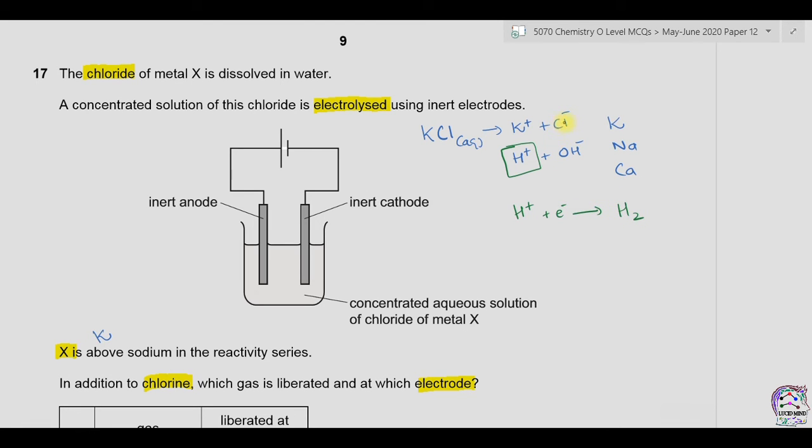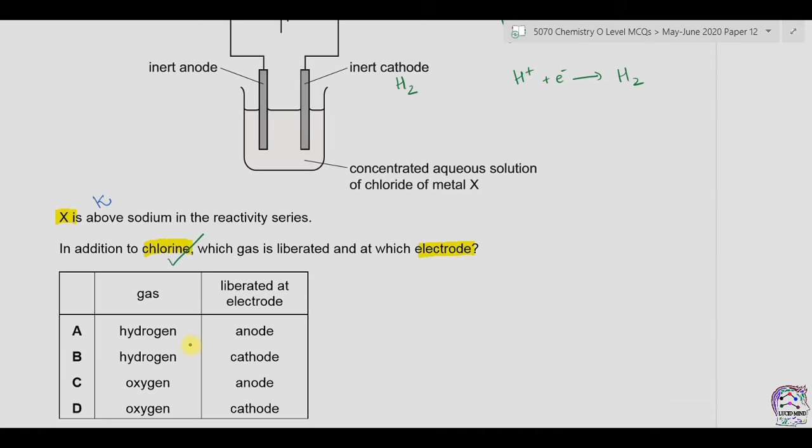On the negative side we have chloride ions and hydroxide ions. As this is a concentrated solution, we have a very high amount of chloride ions, so chlorine gas is formed instead of oxygen. As chlorine is already mentioned in the question, the other gas that is formed is hydrogen. Hydrogen ion is a positive ion, a cation, and cations move towards the cathode. So hydrogen is formed at the cathode. The correct option is hydrogen gas at the cathode, and therefore the answer is B.